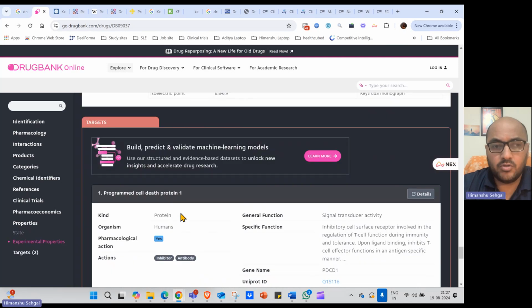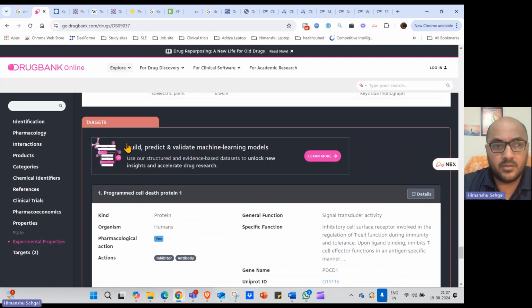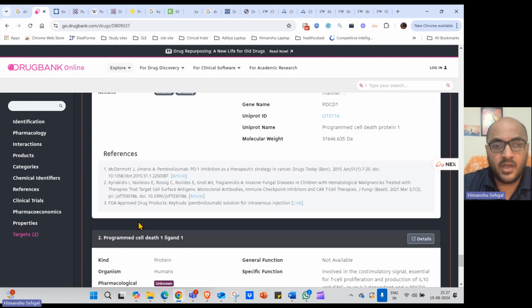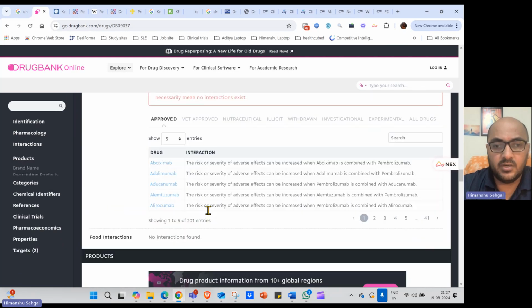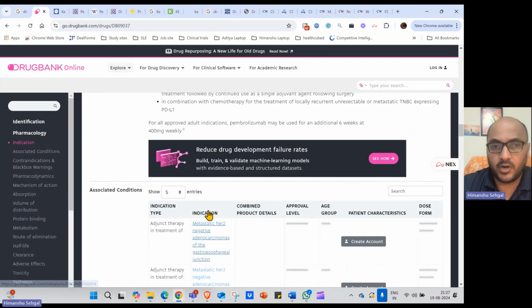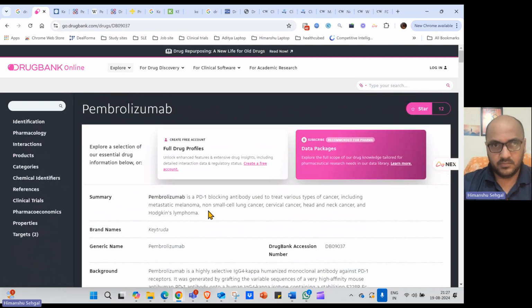So, PD1 molecules are of two types, PD1 and PDL1. So, it is talking about both the targets. PD1 protein, you can see programmed cell death protein 1, and then there is programmed cell death 1 ligand 1, PDL1 basically. So yeah, this is all about the history of a product, and you can get a lot of details from here.